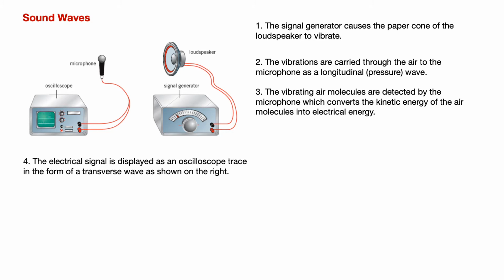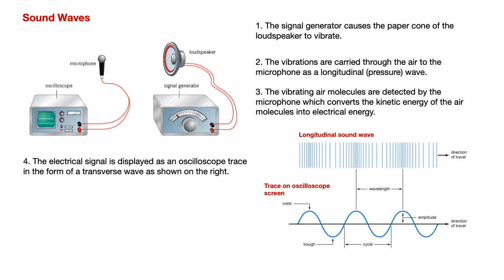You'll notice that the microphone is connected via wires to a device called an oscilloscope. An oscilloscope is like a sophisticated voltmeter really, but it doesn't give you a digital display, it gives you a graphical display. So what happens is that the oscilloscope shows a wave trace on its screen, something like this.